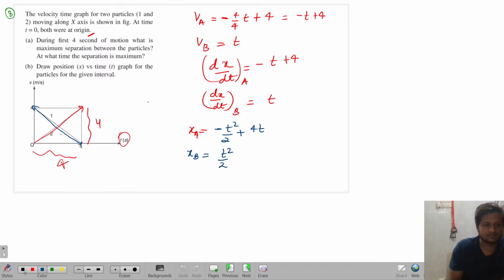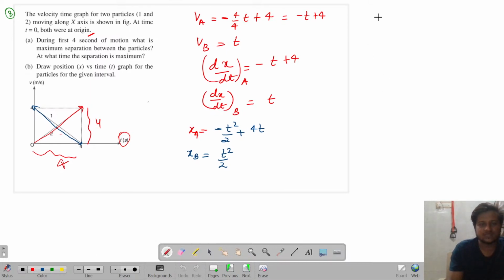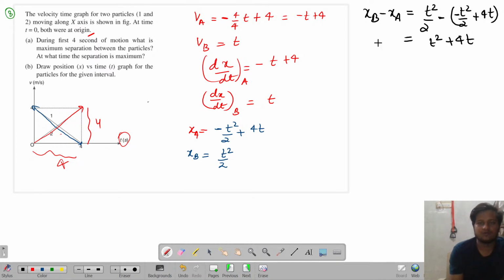So look over here. What is your separation equation? It will be Xb minus Xa. That is going to be equal to how much? T square by 2 minus (T square by 2 plus 40). So this is minus now. Minus plus, that is equal to T square plus 40. That is your Xb minus Xa. Yes or no?